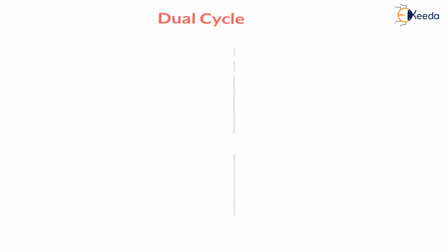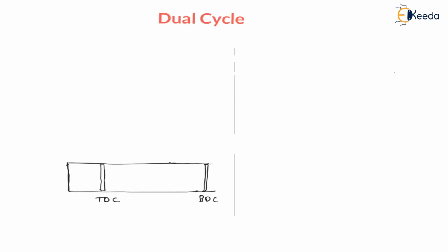Now, let us understand this dual cycle on pressure versus volume and temperature versus entropy diagrams. Let us say we have one engine. Engine is nothing but a piston cylinder assembly. Let us say this is a cylinder of an engine. Inside this cylinder, the piston is reciprocating between two dead centers. One is the top dead center, TDC, and the other is the bottom dead center, BDC. Between these two dead centers, the piston is reciprocating.